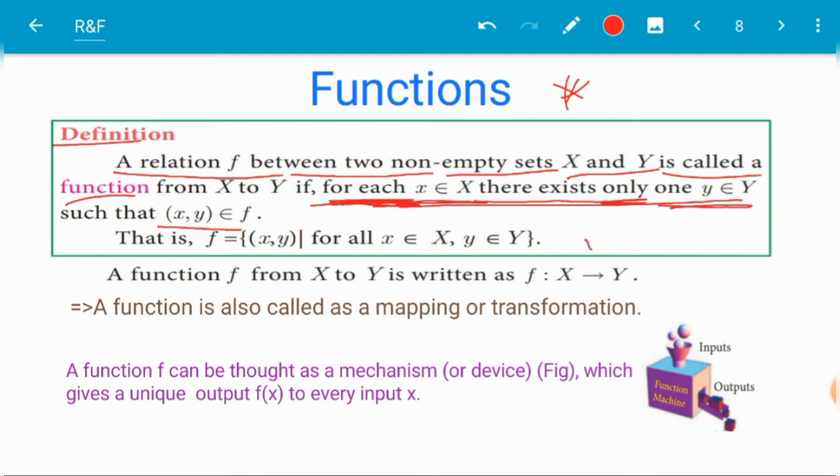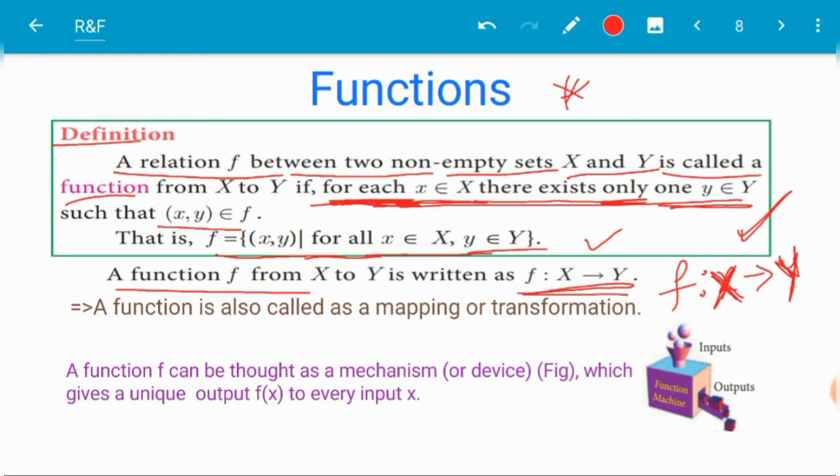How to denote it in set notation form? f = {(x, y) : for all x belongs to X, y belongs to Y}. X is from X, y is from Y. For each x belongs to X, there exists y belongs to Y. I will explain this definition by taking some examples. Don't worry, just note this down. Next, a function f from X to Y is written in this way: f colon X to Y. You can use capital letters here.